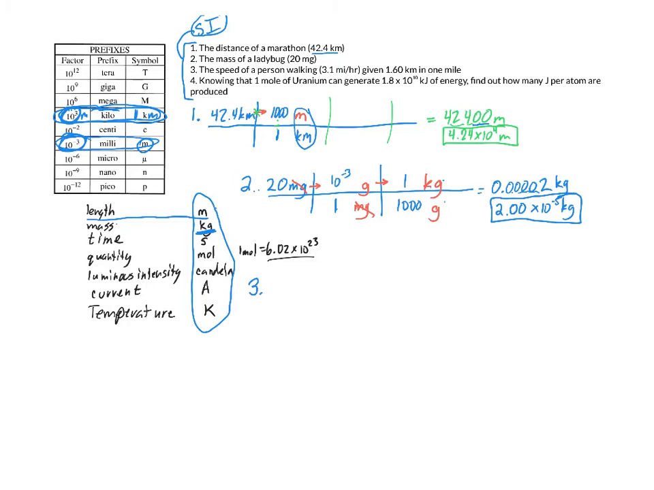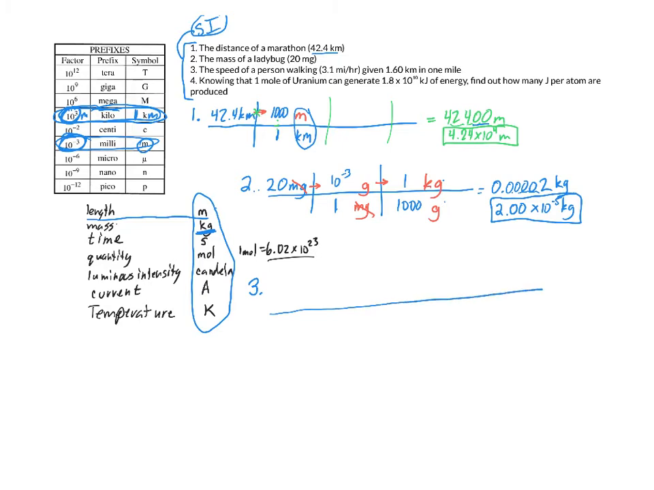So in question number 3, it's the speed. So we're getting progressively more complex here. The early ones, obviously, you could do without this process, but I want you to see how we use the process of dimensional analysis to do these questions. All right, so we've got the speed of a person walking 3.1 miles per hour, given that there are 1.60 kilometers in 1 mile. All right, so here we go.